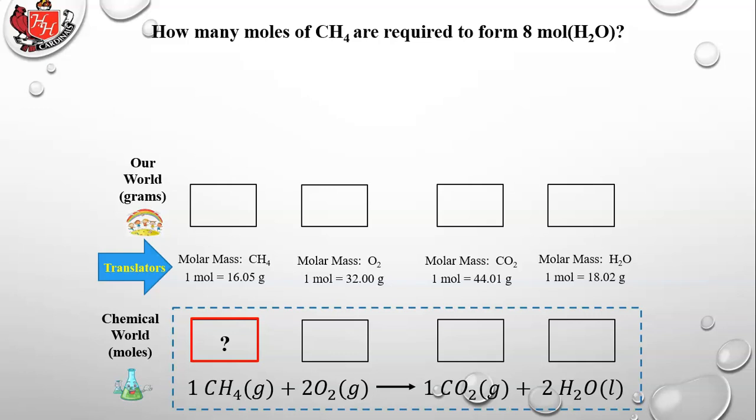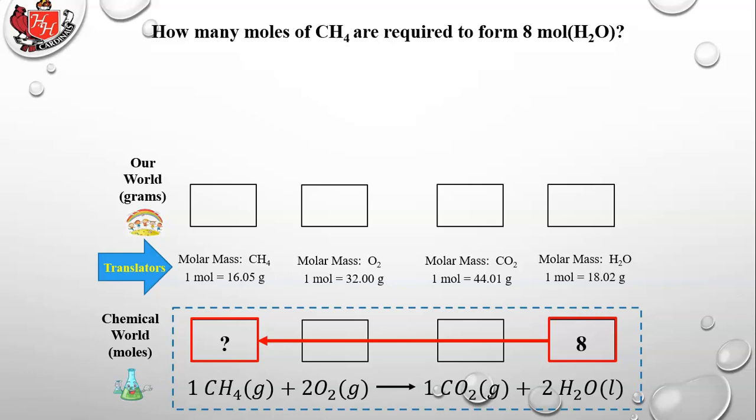So you see that we're in the column for CH4, and you see that we're down in the row, down inside the chemical equation, that's the row of moles. Everything in that blue dashed line is the chemical world, that's in moles. So that's what we're asking, trying to find moles of CH4. And then it's saying are required to form 8 moles of H2O. So that's what we're starting with as far as the equation. We go over to the right, to the H2O column and the moles row, which is in the chemical world. Right there, we put the 8.